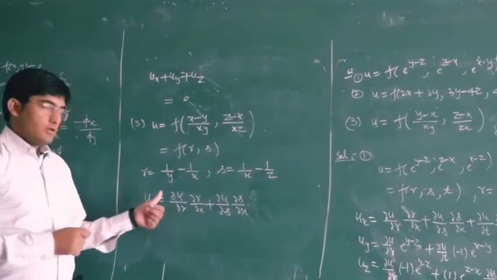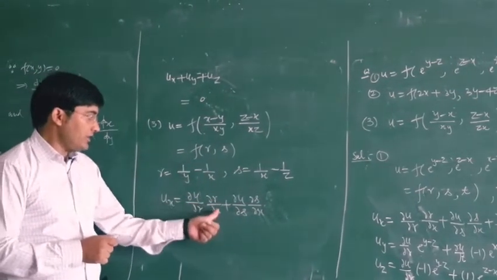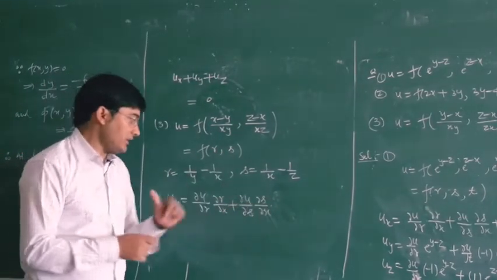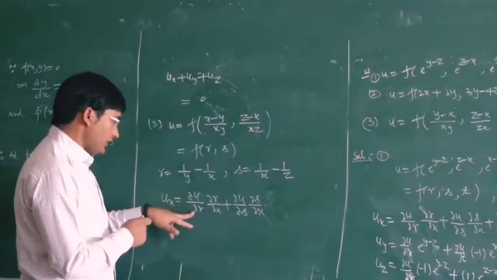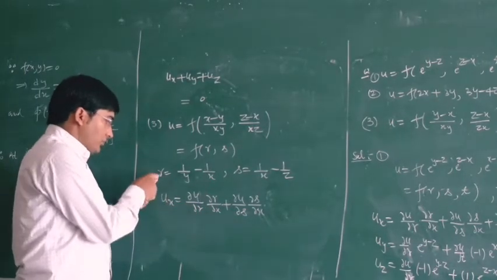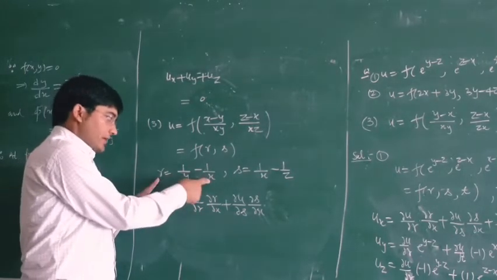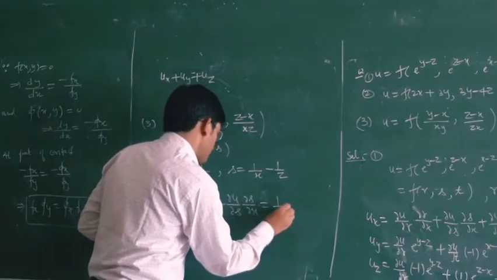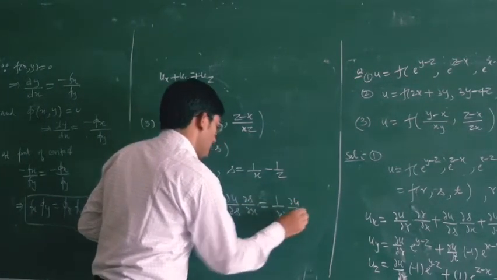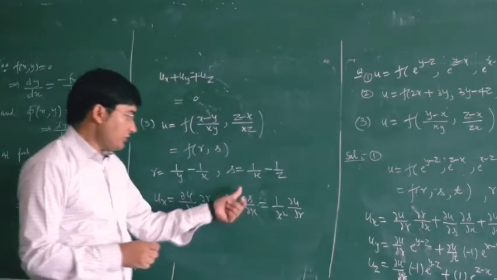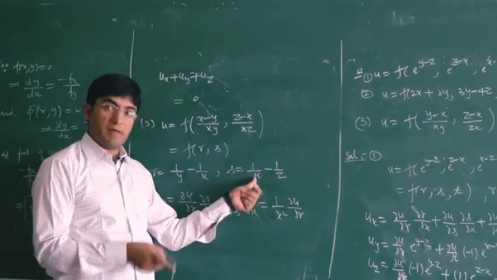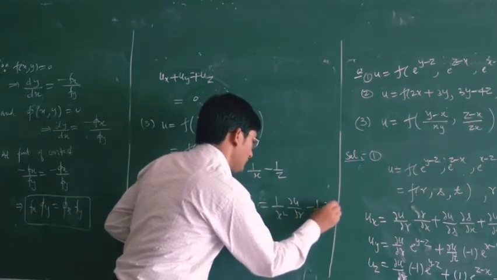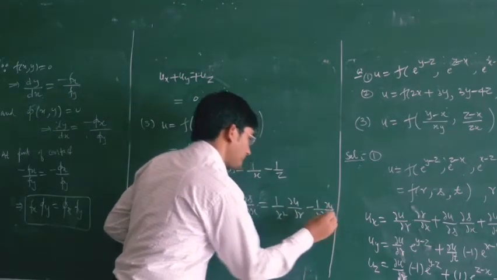Your ux is del u upon del r, then del r upon del x, then del u upon del s into del s upon del x. Now your del u upon del r into del r upon del x, the partial differentiation of r with respect to x will be minus 1 upon x square. So we have 1 upon x square into del u upon del r. Now the second term, your del s upon del x will be minus 1 upon x square. So we have minus 1 upon x square del u upon del s.